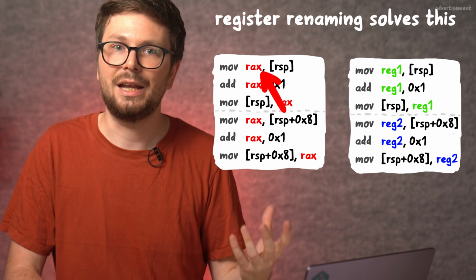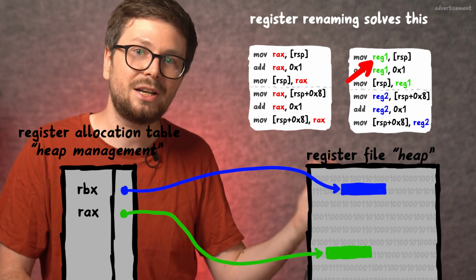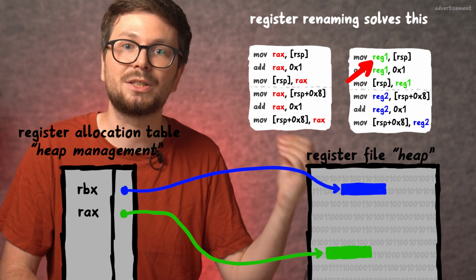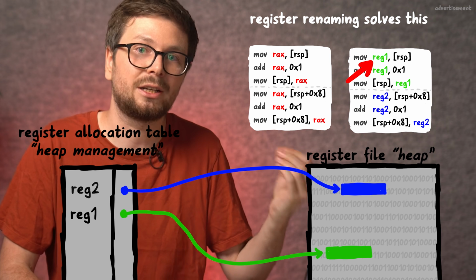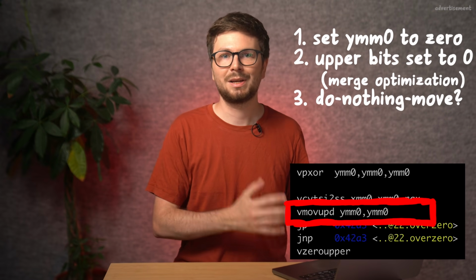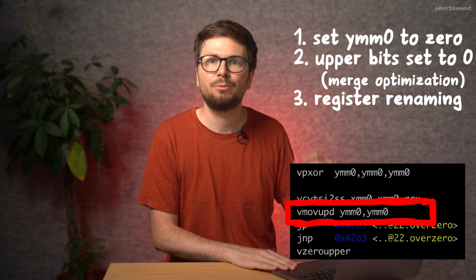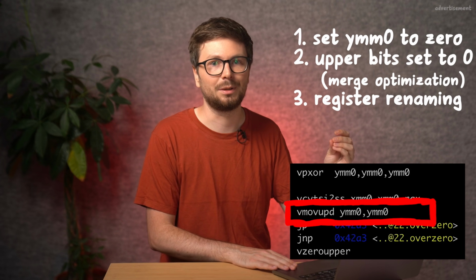Instead of the register names we know, they get renamed to something more abstract. And then the register allocation table contains mappings where the values for reg1 and reg2 are stored in the register allocation file. And now we finally come back to the Zenbleed code. A move instruction apparently triggers a register renaming step, which appears to be important for the bug.